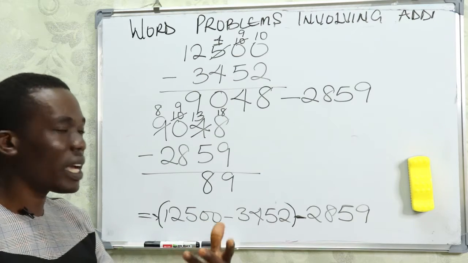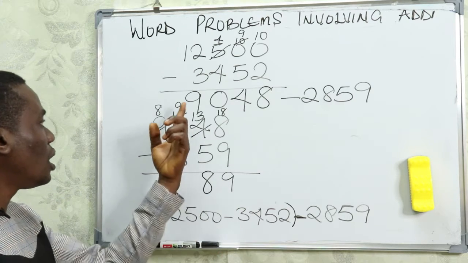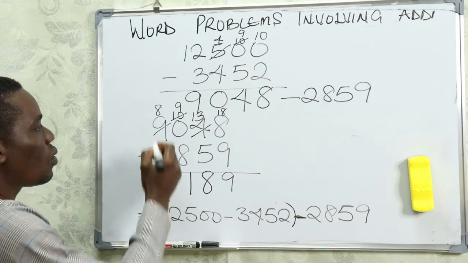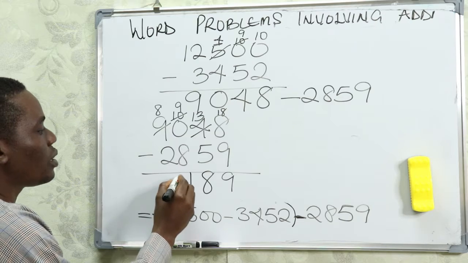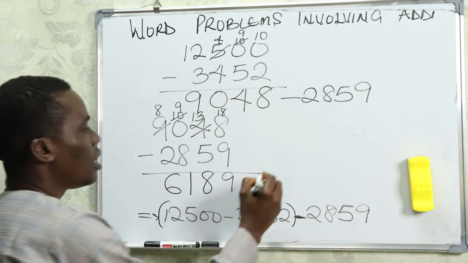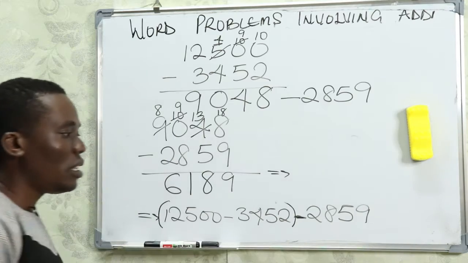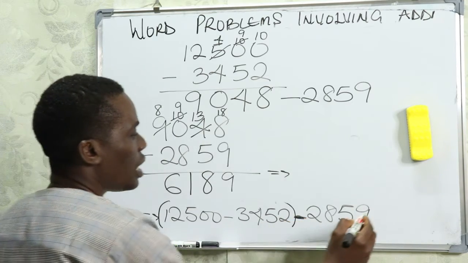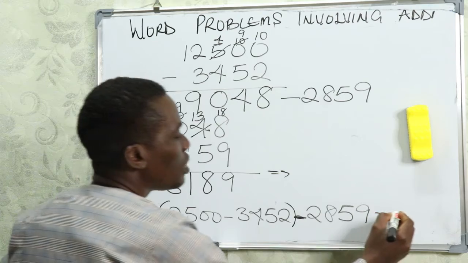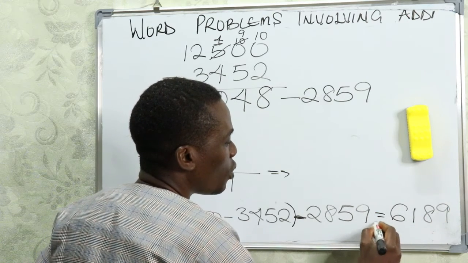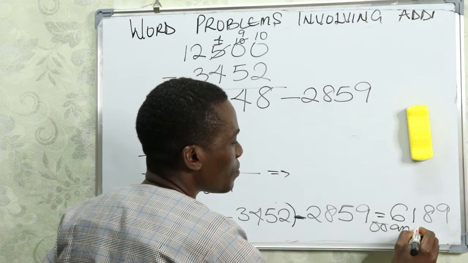So do you see how we are getting the answer gradually? Here we have 9. 9 minus 8 will now give us 1. And here we have 8. 8 minus 2 will now give us 6. So if Rabiu does all the selling he has done, at the end we are going to have 6,189 oranges remaining.